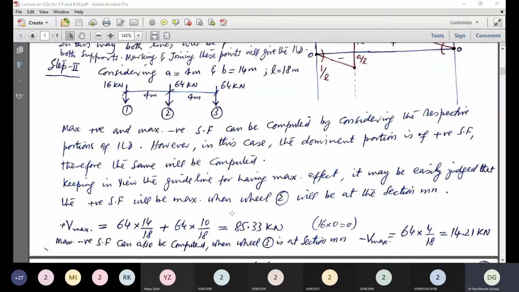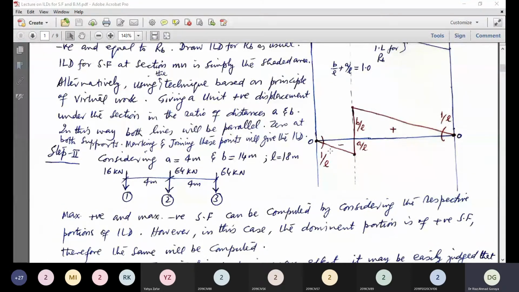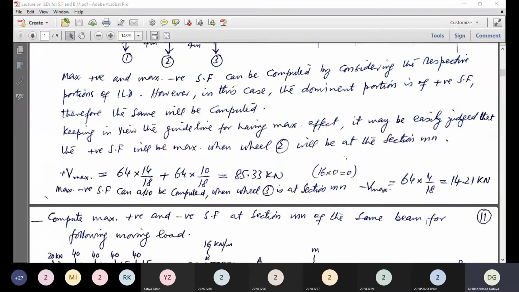Similarly, the negative shear force, this portion, total is 4 meter. So again, the judgment plays the role when we will place wheel 3 at the section. So the maximum negative shear force will occur. This 64 will be multiplied with this respective ordinate of the negative region, A over L. So 64 into 4 over 18, that is 14.21.